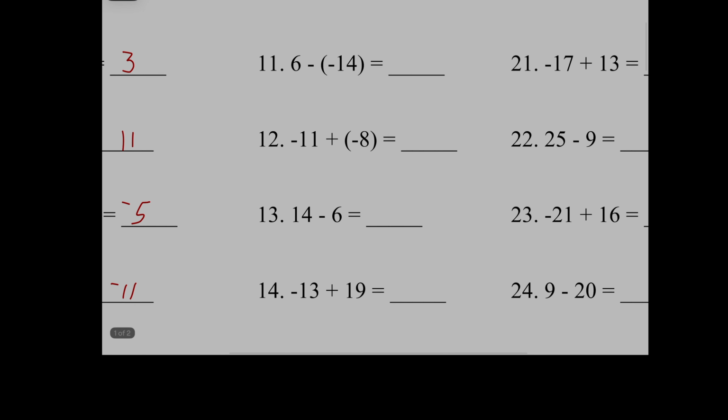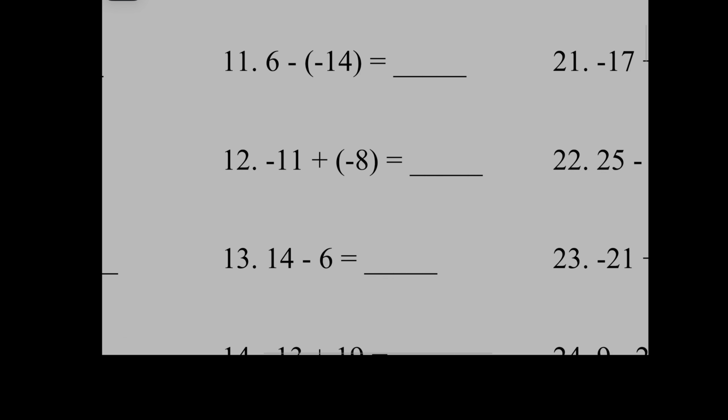Column 2. Don't get locked in on a pattern. Make sure you're paying attention to what kind of a problem it is. For example, number 11 is a subtraction problem, so I have to add a line, change the sign. Now my signs are the same, so I'm going to add and keep the sign. Number 12, signs are the same. It's an addition problem. I'm just going to add them up and keep the sign.